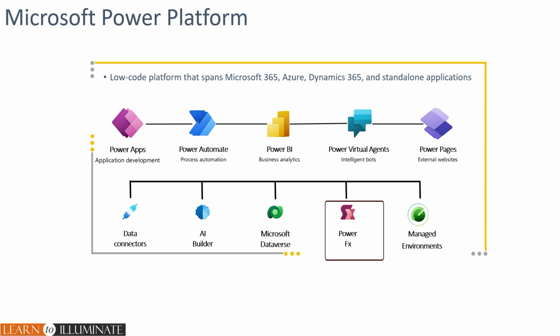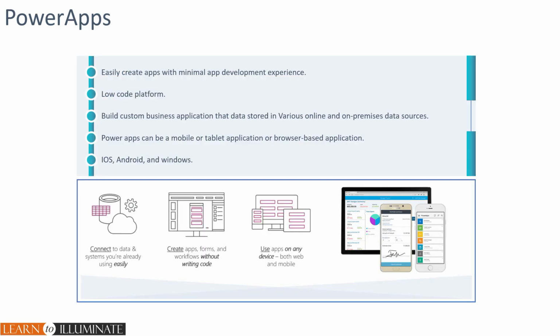And then Power Fx. It's low code and uses a coding syntax called Power Fx. That's what we use for writing code in Power Apps and Power Automate. And then finally, the managed environment. Basically, it's an isolated space where we can develop, test, and deploy our Power Apps, Power Automate flows, and all other assets. Now we will review some more information on these components.